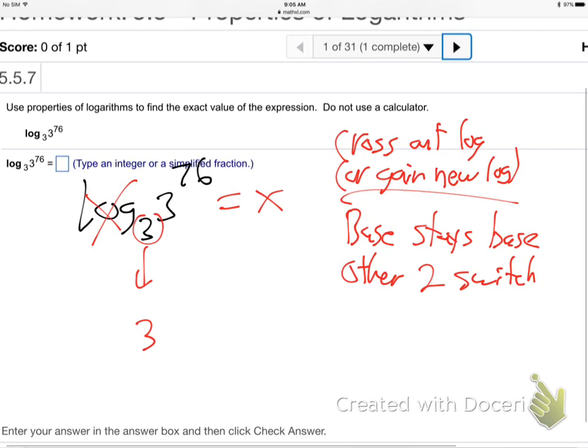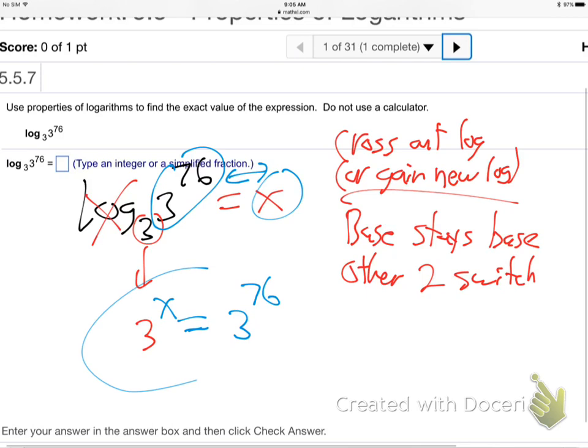Now, what are the other two? It just means everything else, doesn't it? It means all of that and that. They switch positions. Instead of that low down 3 to the 3 to the 76 stuff, it'll switch positions, and it'll be the low down 3 to the x, and the 3 to the 76 will go over there. Right? Isn't that the fundamental log action? Cross out the log, base stays the base, other two switch, and then you tell me, what's the answer?